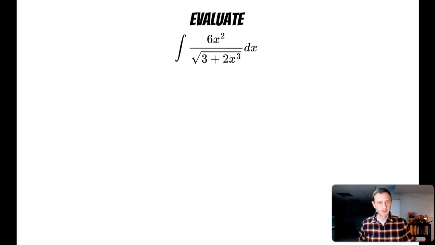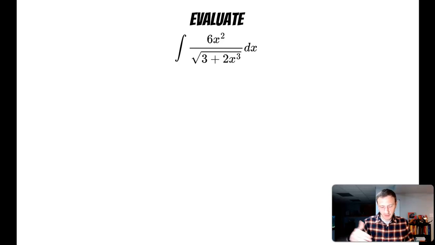In this video, I'm going to take a look at evaluating this integral of 6x squared divided by the square root of 3 plus 2x to the third dx. On the surface, this problem looks pretty intimidating. It looks pretty scary with all the x's, x to the second, x to the third, square roots, the radicals on the bottom.